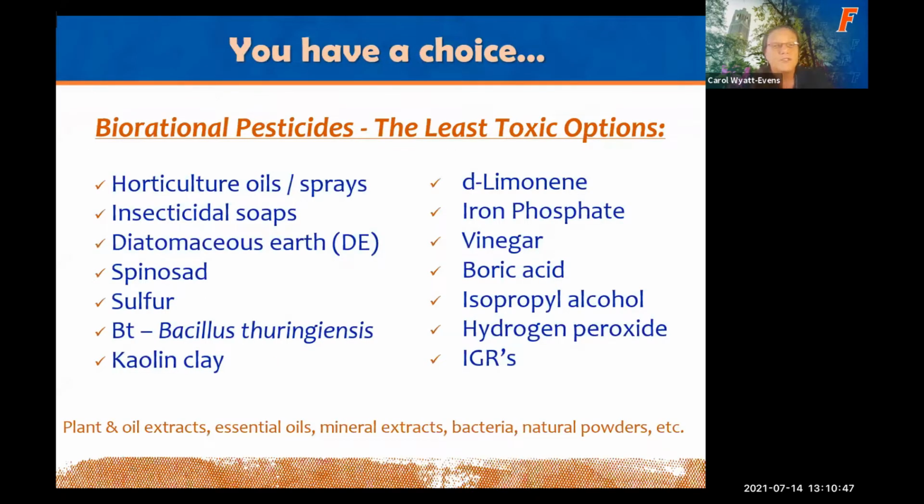So biorational pesticides are an alternative option to conventional chemicals. They are overall safer for people, wildlife, and the environment, and they have minimal impact. But they are a pesticide, so we always have to keep that in mind. They are a pesticide because we are using them to control or kill an insect pest. So we're going to discuss most of these today.